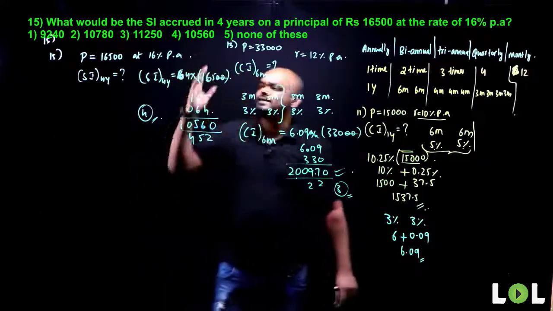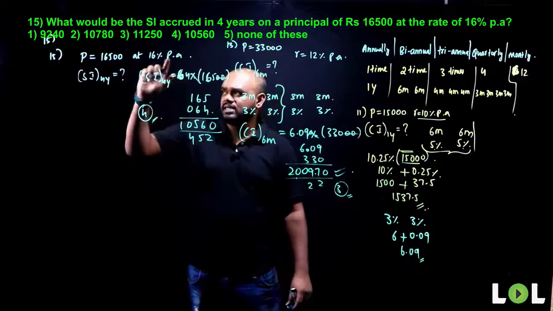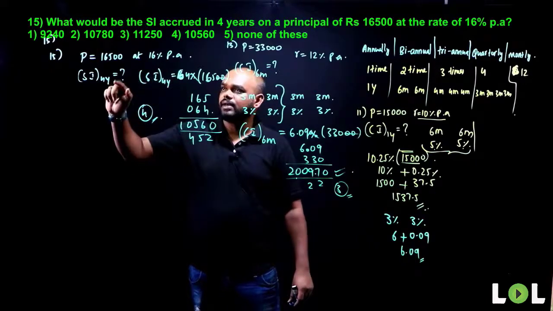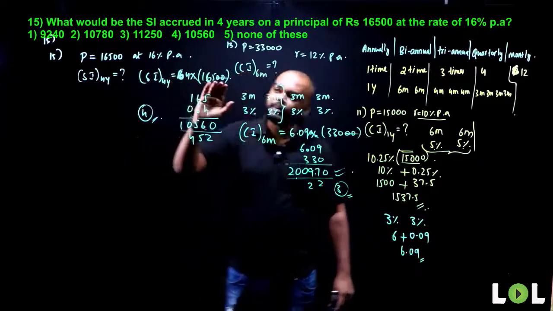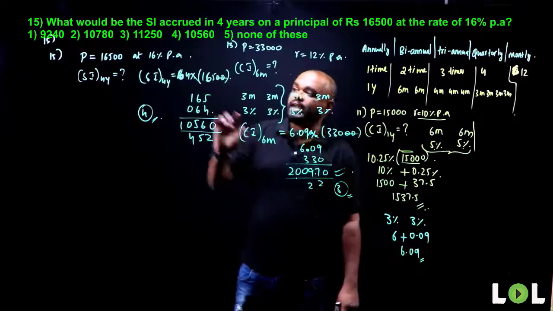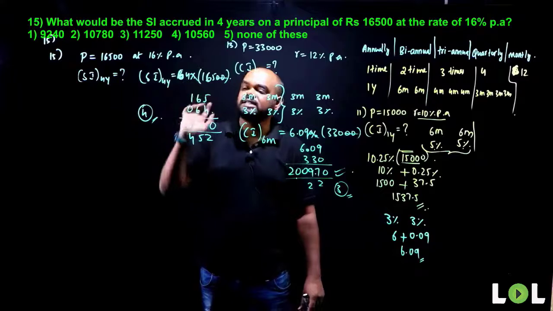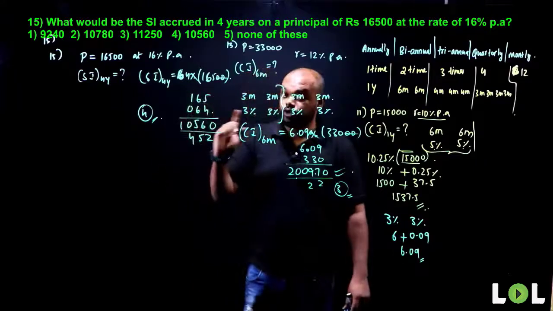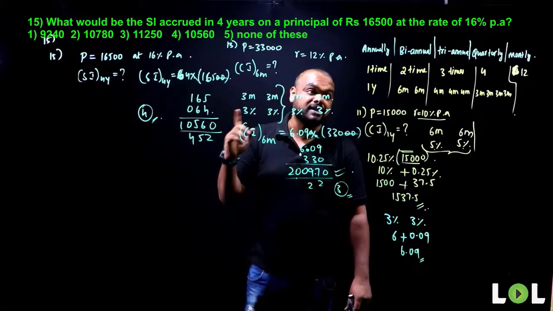See, direct answer: 16% for 4 years is totally 64% of the principal 16,500. The zeros get cancelled. What do we have? We have to multiply 165 with 64. And I already told you how to multiply these things at the very beginning of the classes.